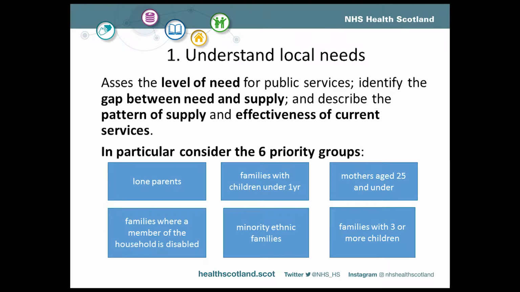So first of all, understanding local needs. Now, my two colleagues are going to expand on this a bit more, but I just wanted to say that from a public health perspective, a needs assessment should assess the level of need for public services, identify the gap between need and supply, and describe the pattern of supply and the effectiveness of current services. And for child poverty, we should be giving particular consideration to the six priority groups that are outlined in the national strategy: lone parents, families with children under one, mothers aged 25 and under, families where a member of the household is disabled, ethnic minority families, and families with three or more children.